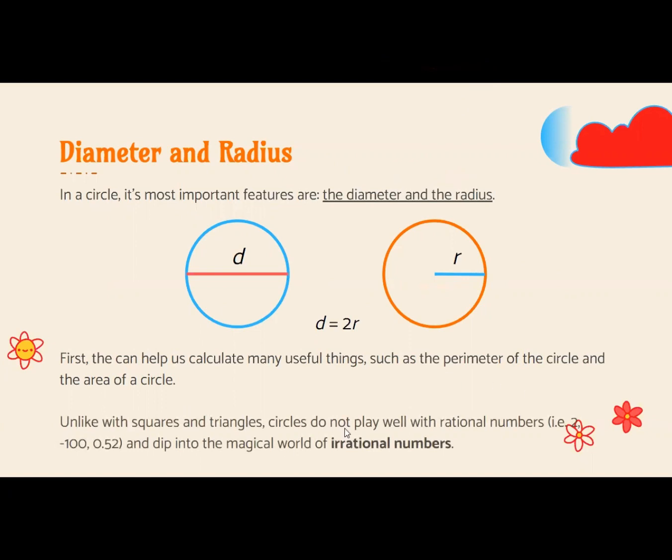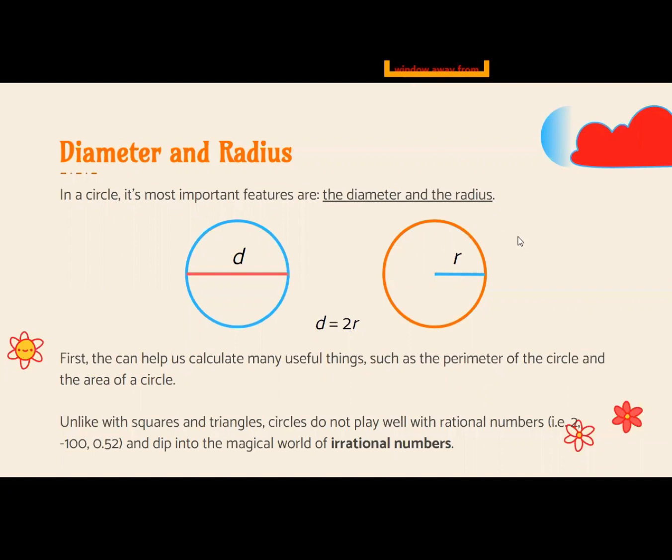Unlike with squares and triangles, circles do not play well with rational numbers. A rational number is something like 2, negative 100, 0.52. Basically, a rational number is a number that can be expressed as a fraction.